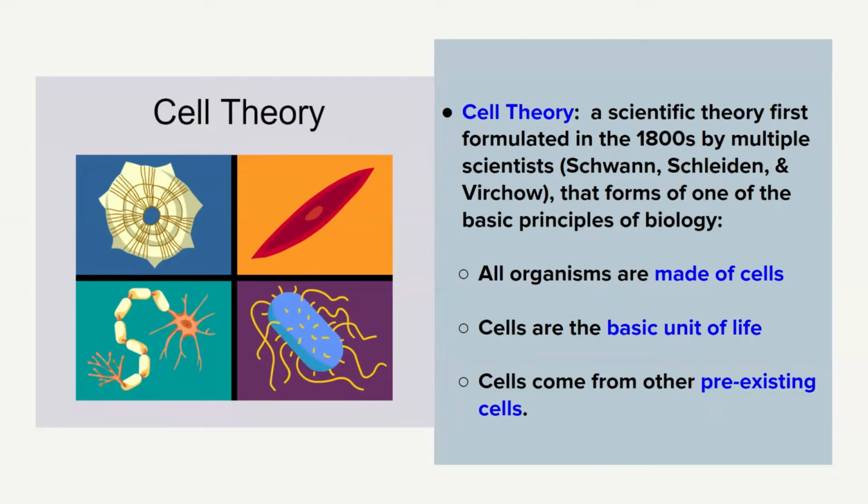Cell theory is a scientific theory first formulated in the 1800s by multiple scientists, Schwann, Schleiden, and Virchow. It forms one of the basic principles of biology. We know that all organisms are made of cells. We know that cells are the basic unit of life. And we also know that cells come from other pre-existing cells.